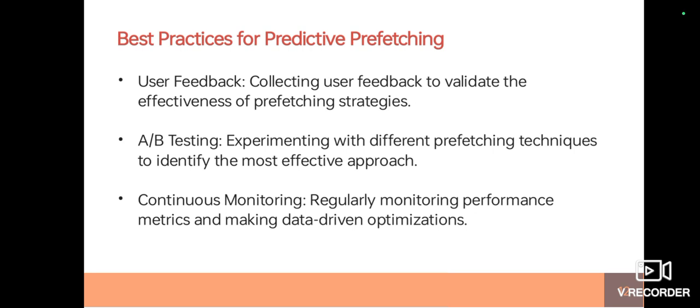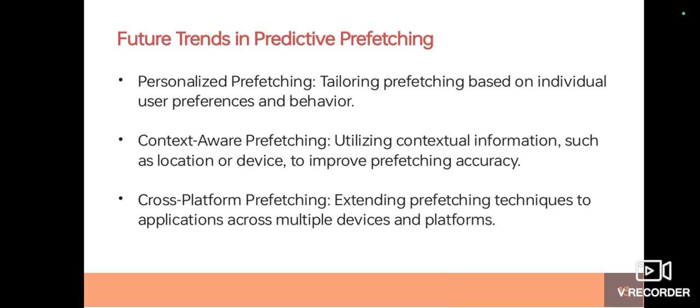Next, future trends in predictive prefetching. Personalized prefetching, tailoring prefetching based on individual user preferences and behavior. Some users have one interest and some users have another interest, so we need to switch between all of these. Context-aware prefetching, utilizing contextual information such as location and device to improve prefetching accuracy.